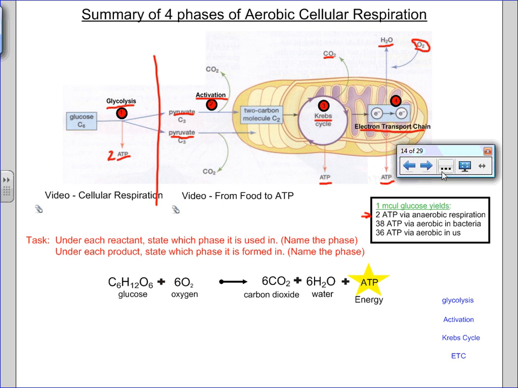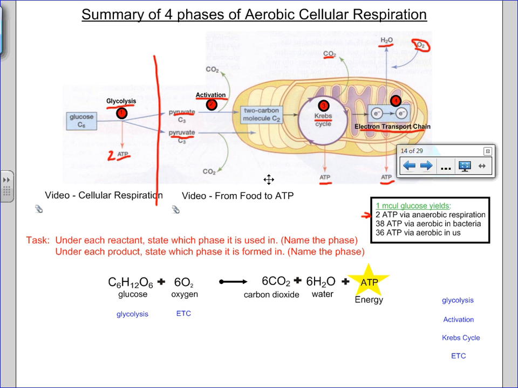So underneath this, just like what we did with photosynthesis, we're going to see where is glucose used up. So these are the reactants on the left. Glucose, if you look at the diagram, you can tell right from here. Glucose is used up in this first stage, which is glycolysis. Okay, where's the oxygen used up? If you look at the diagram, the arrow showing oxygen going in is for the electron transport chain. So, electron transport chain.